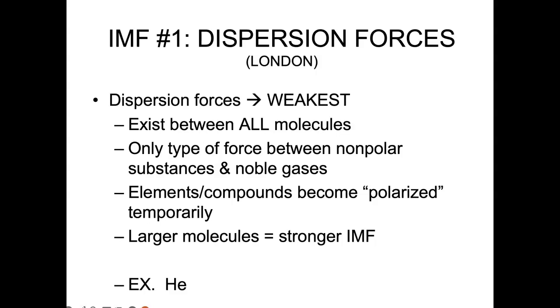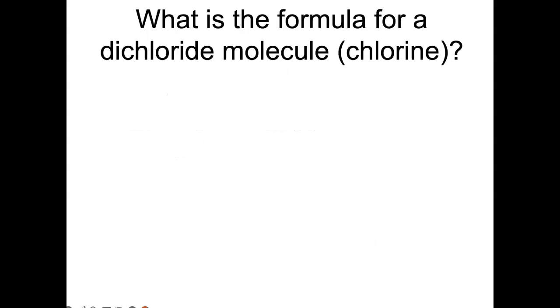The first one, we're going to start with the weakest force, dispersion forces, sometimes called London dispersion forces. And this force exists between all molecules. It occurs because the electrons are constantly moving. And that's why in larger molecules, this intermolecular force, this London dispersion force, would be stronger.